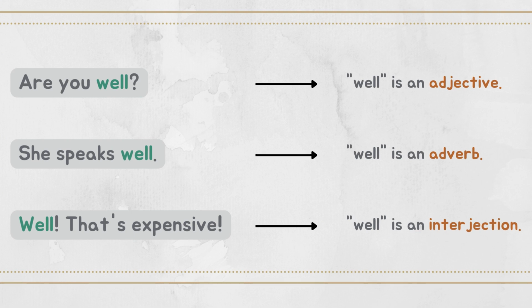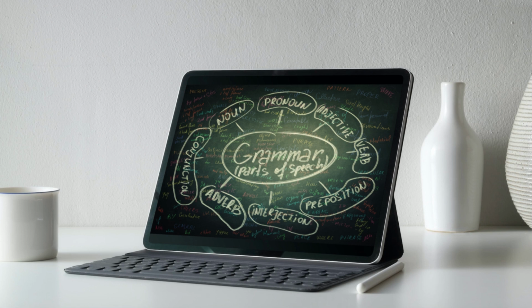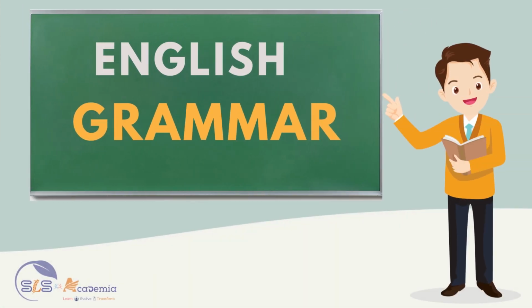In the sentence, are you well? Well is an adjective. In the sentence, she speaks well, well is an adverb. In the sentence, well, that's expensive, well is an interjection. When trying to identify the part of speech for a particular word, always consider the meaning and function of that word within the context of the sentence. Keep this in mind as you continue to practice and develop your understanding of English grammar.